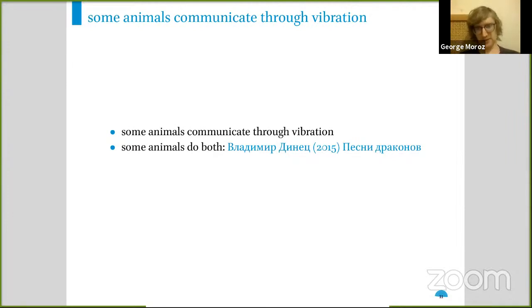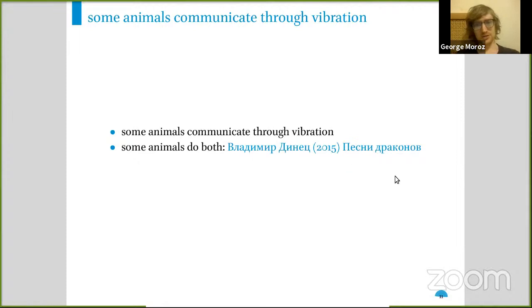Some animals actually do both. For instance, crocodiles and alligators use vibrations and sound. During the mating period, they make some calls, but at the same time, they use their head to create new vibrations in the water around them. So they go up, make a call, then use the head and the tail to make the vibration. This is a really nice book by Vladimir Denets.